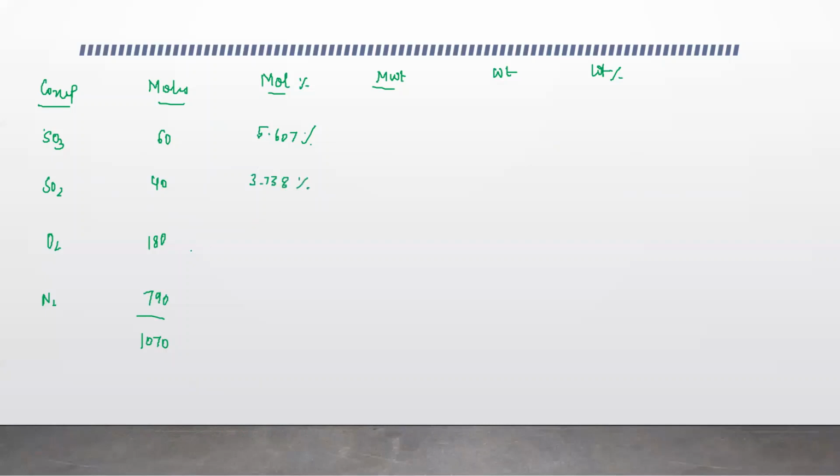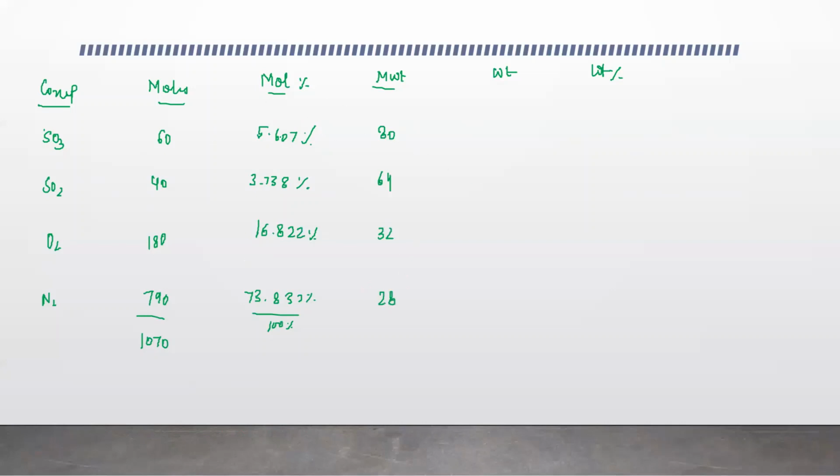Then this is going to be 180.070, so that's going to be 16.822%. And finally, you are going to get 73.833%. So when you add, this will be 100, right? Molecular weight of each: SO3 is 80, SO2 is 64, oxygen is 32, and nitrogen is 28.